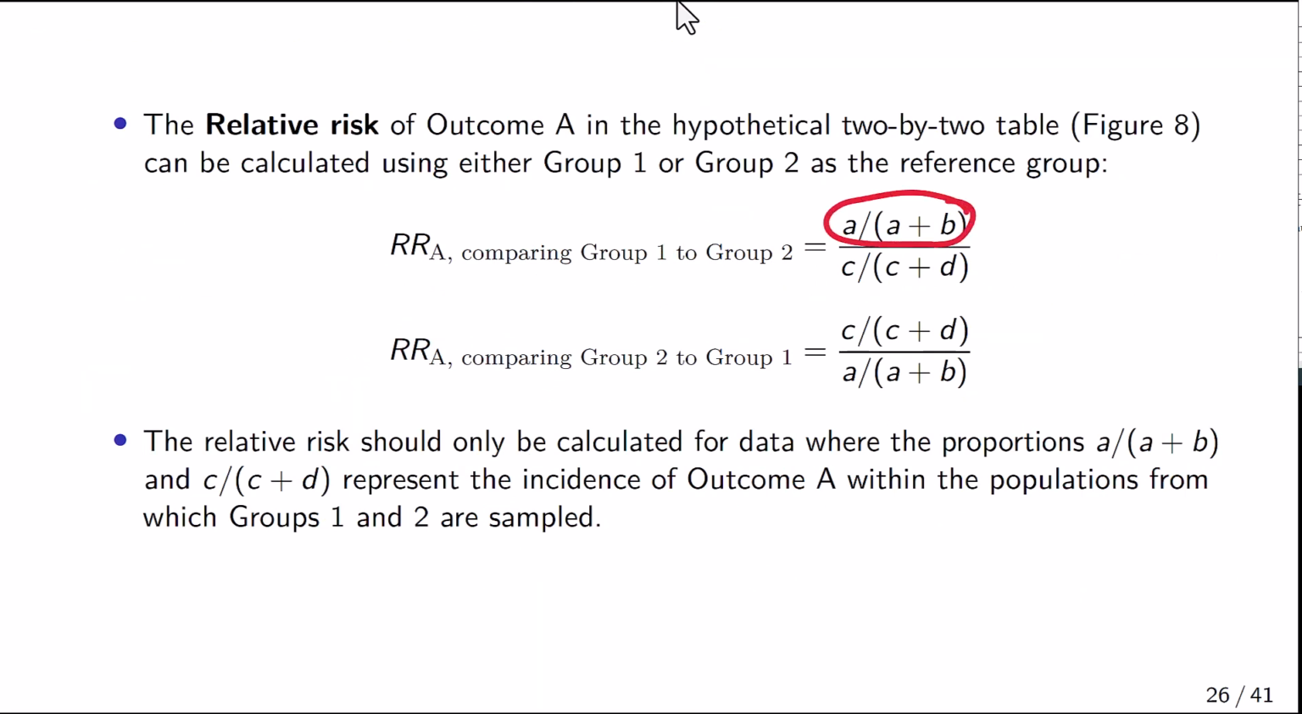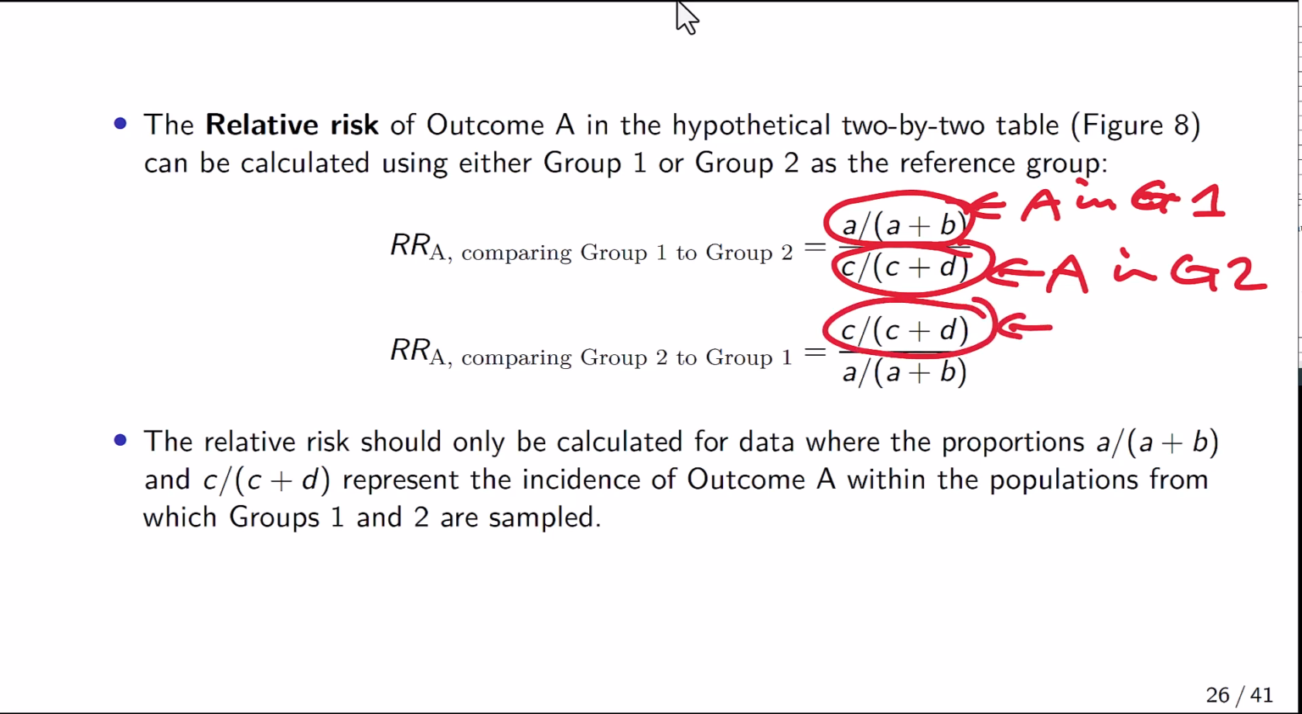This is the proportion for A in group 1. And then this is A in group 2. Take a ratio of that. Exactly, we mean by relative risk of A comparing group 1 to group 2, because 1 is on the top, 2 is on the bottom. And then if we switch, right, comparing group 2 to group 1, then 2 is on the top and 1 is on the bottom. Okay. Now let's take a look at the example.